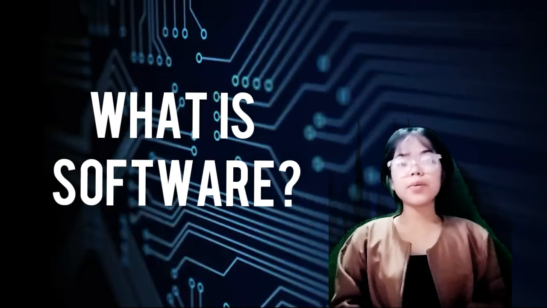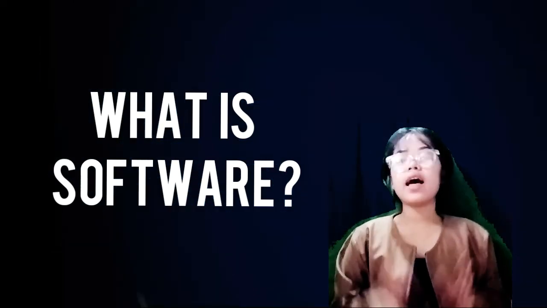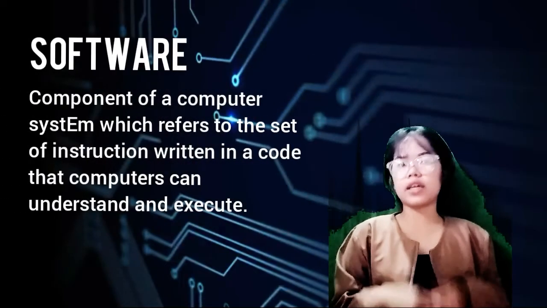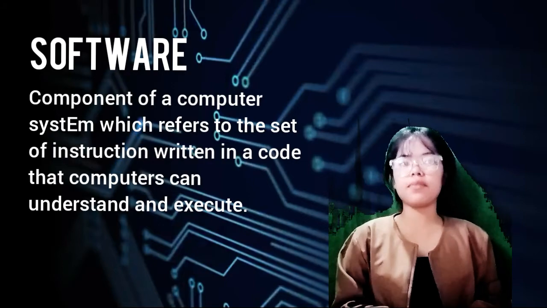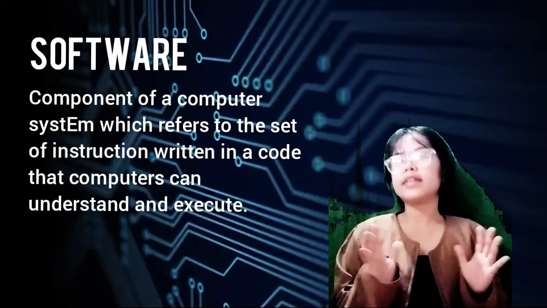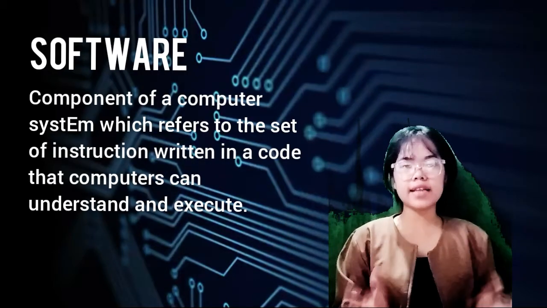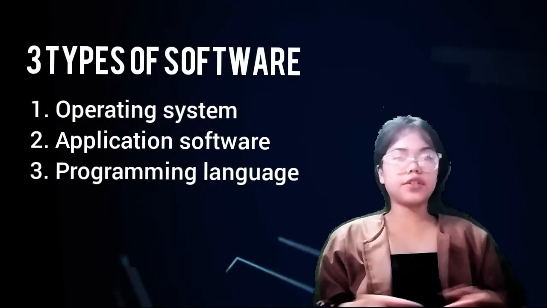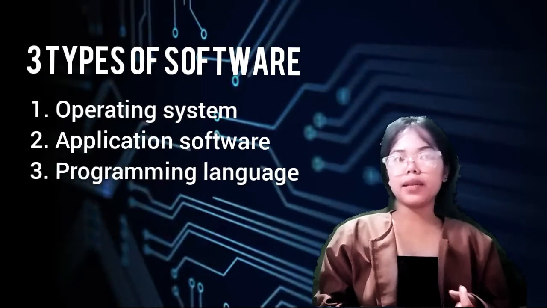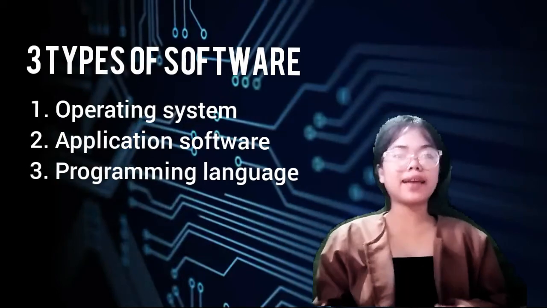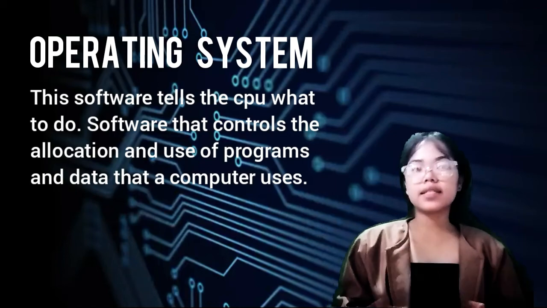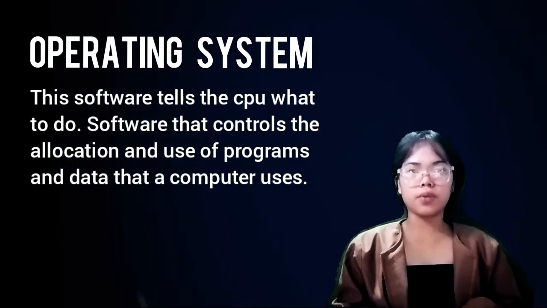Now, before we proceed to three types of software, let us first know what is software. A software is a component of a computer system which refers to the set of instructions written in a code that computers can understand and execute. There are three types of software: the operating system, application software, and programming language. Operating system. This software tells the CPU what to do.